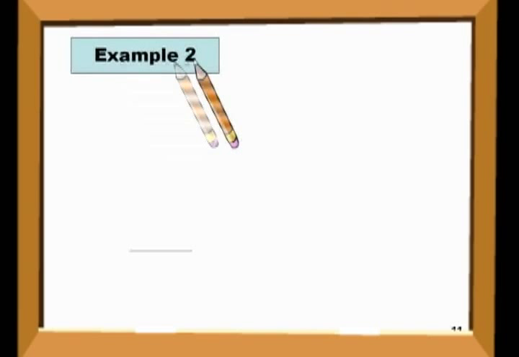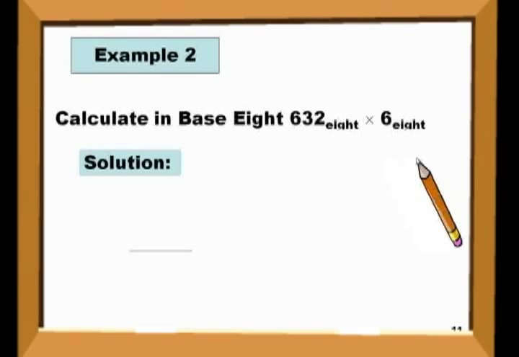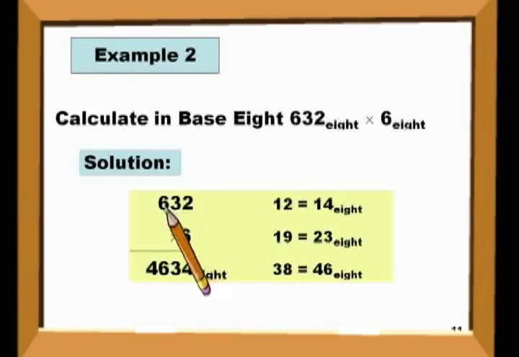Now let's move on to example 2. In example 2, we're multiplying in the base 8 system. We want to find the product of 632 base 8 and 6 base 8. Solution. So here we have set down our problem and we begin our multiplication.